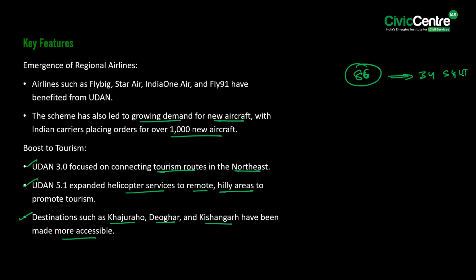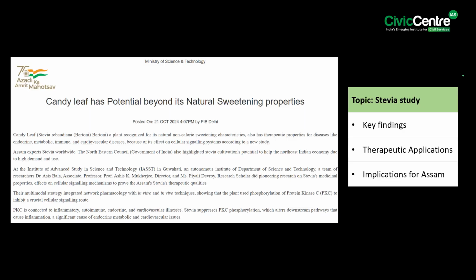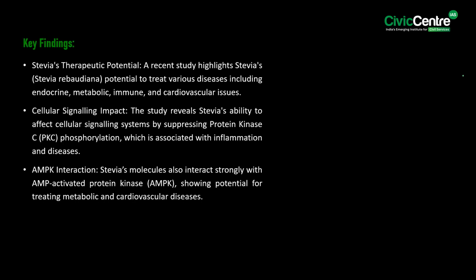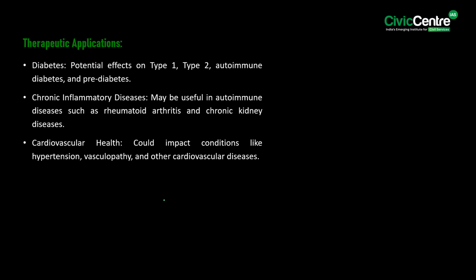Next article talks about a Stevia study by IASST of Guwahati. See, if you have to talk about the key findings of the study, a recent study highlights stevia's potential to treat various diseases including endocrine, metabolic, immune, and cardiovascular issues. Furthermore, the study reveals stevia's ability to affect cellular signaling systems by suppressing protein kinase C phosphorylation, which is associated with inflammation and diseases. Notably, stevia's molecules also interact strongly with the AMP-activated protein kinase, showing potential for treating metabolic and cardiovascular diseases. Know that they have used a multimodal approach, combining network pharmacology with in vitro and in vivo techniques.